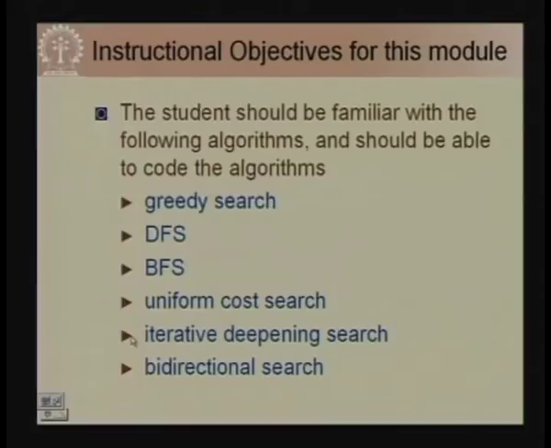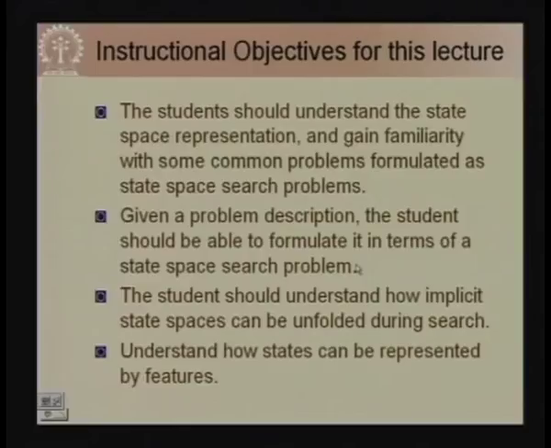Instructional objectives for this module. In search, our objective is that the student should be familiar with various search paradigms, like depth first search, breadth first search, uniform cost search, iterative deepening search, which we will deal with in subsequent lectures. In today's lecture, we will look at the basic formulation of search problems as state space search.